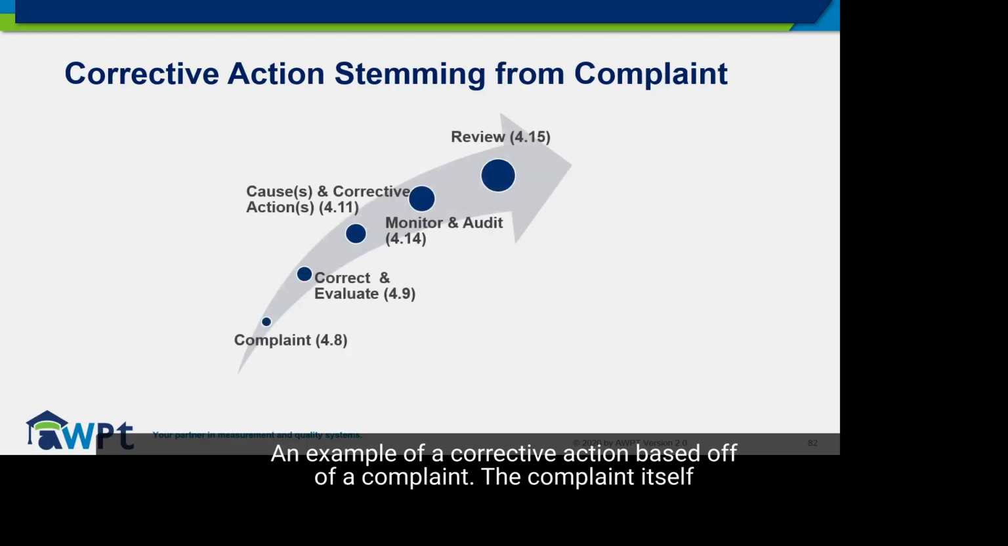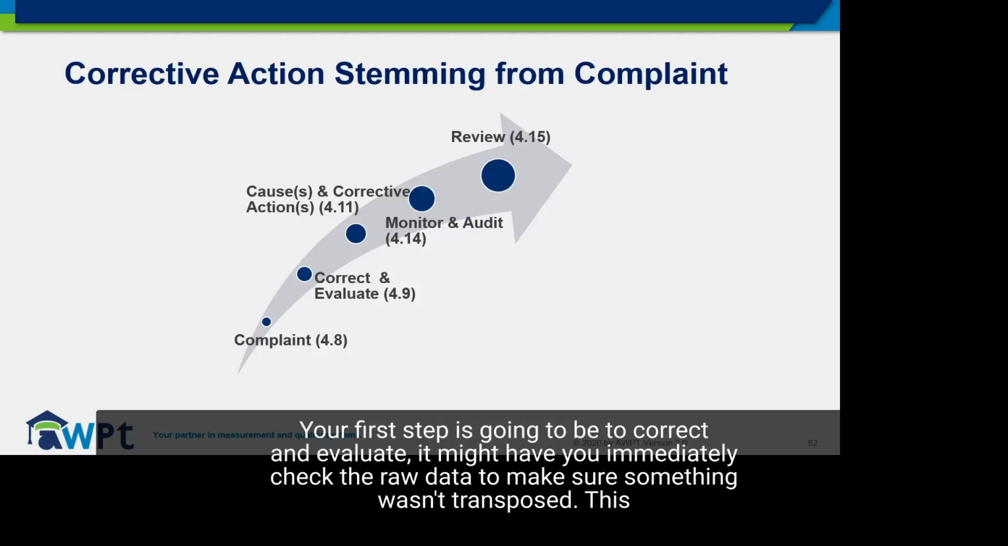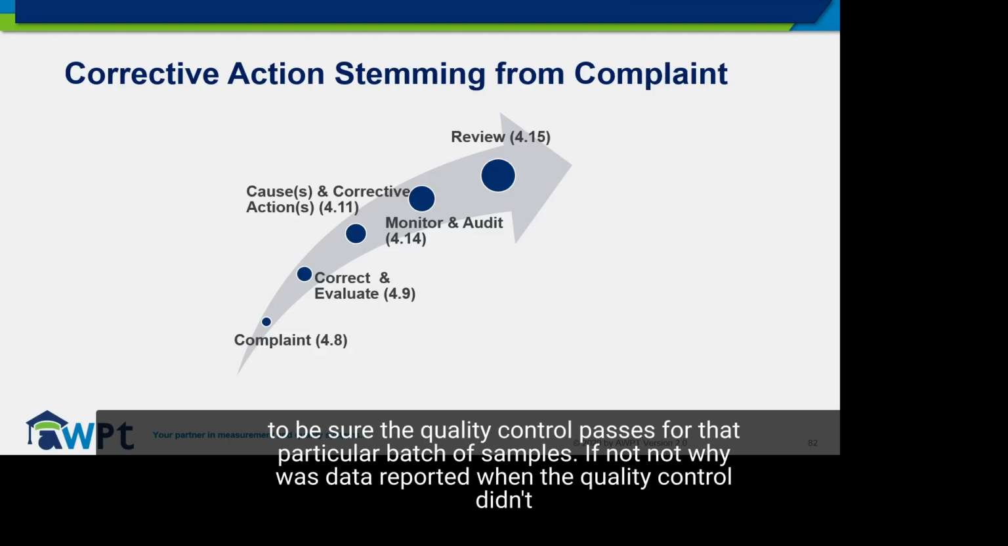An example of a corrective action based off of a complaint. The complaint itself being, my data doesn't match what I expected the result to be. Your first step is going to be to correct and evaluate. You might immediately check the raw data to make sure something wasn't transposed. This is easy enough to correct with a revised report if that's the case. If that wasn't the case, you would need to evaluate and likely check to be sure the quality control passed for that particular batch of samples.